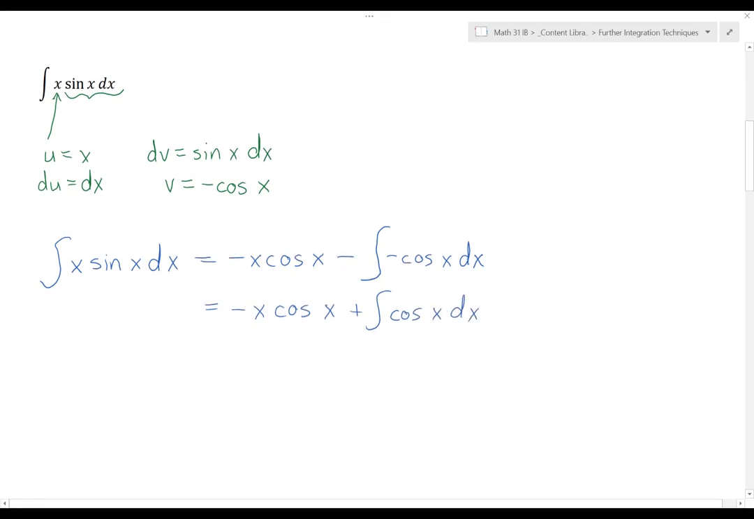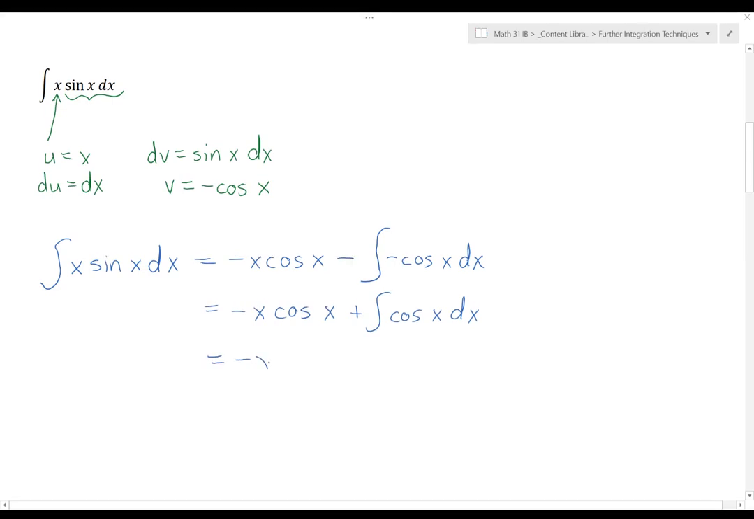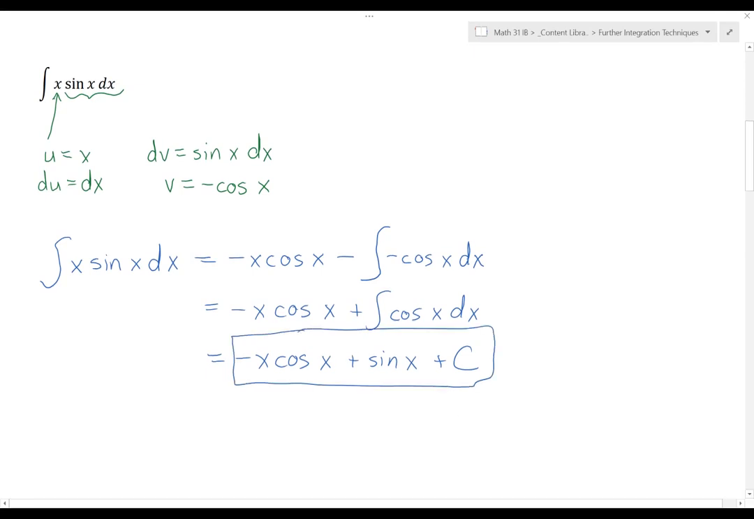Essentially, I've gotten rid of that algebraic part of this. So this is equal to negative x cos x plus the sine of x. And here's where the plus c comes in. This is the antiderivative that we were looking for right from the beginning.